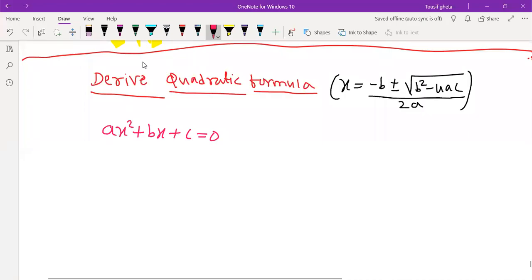We should write the standard form of quadratic equation first. That is ax square plus bx plus c is equal to 0. Now, the first step is what? We should divide the whole equation.